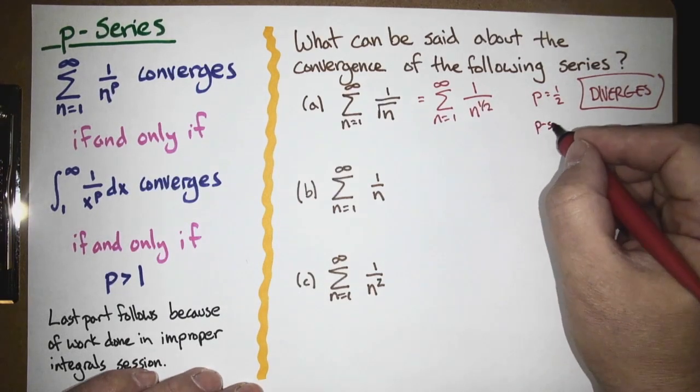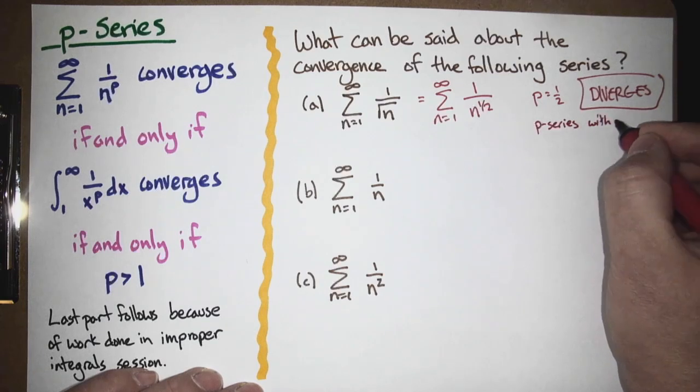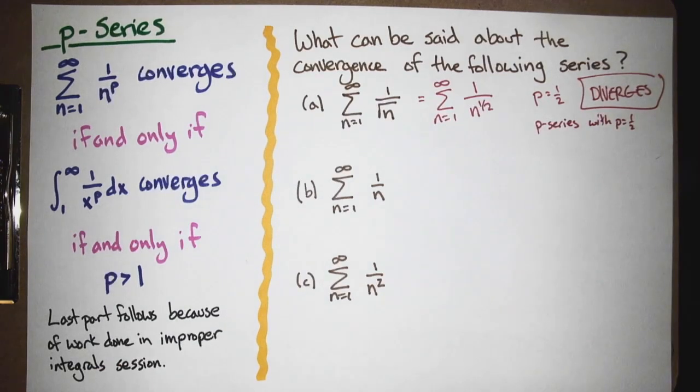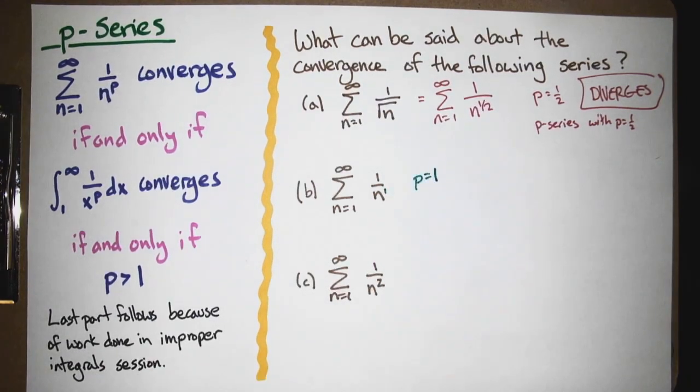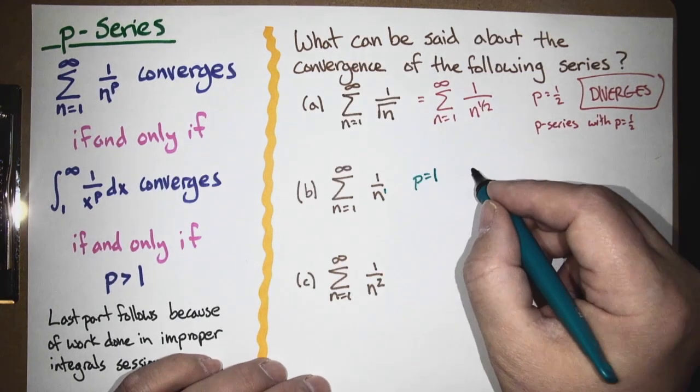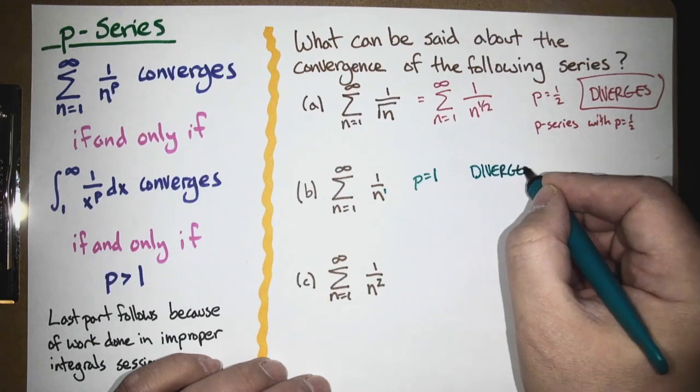P series with p equals 1/2. All right, the sum of 1 over n. Now, if you came last time, this sum might sound familiar, but let's go ahead and use the idea of p series. What's the value for p here? P is 1, right? It's 1 over n to the 1. So this is p equals 1. Now, question, is 1 bigger than 1? No, it's not. So what does that tell us about this sum? Diverges. And we saw that very explicitly last time.